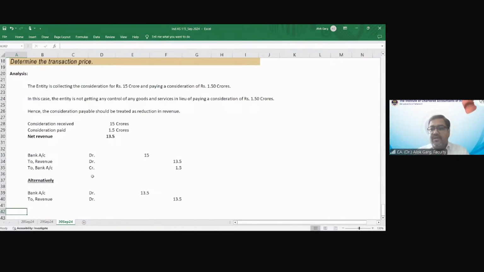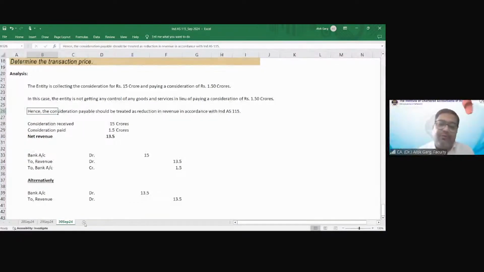Yes, reference to India is not required. If you write, well and good. If you don't write, nothing will be deducted. Is that clear? Hence, if you want to write, the consideration payable should be treated as reduction in revenue in accordance with Ind AS 115. Ind AS 115. But good, if you want to write, please write. Because everyone will be able to remember the name of the standard itself.